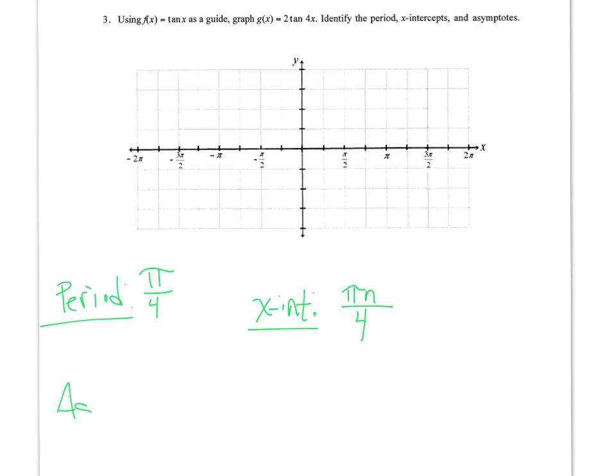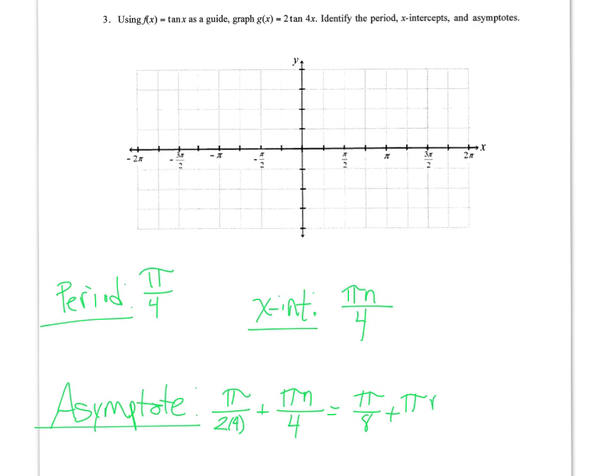Calculating the asymptotes. The formula for that is pi divided by 2 times the absolute value of b, which is 4, plus pi times n divided by the absolute value of b, which is 4. So we end up with pi over 8 plus pi n all over 4.